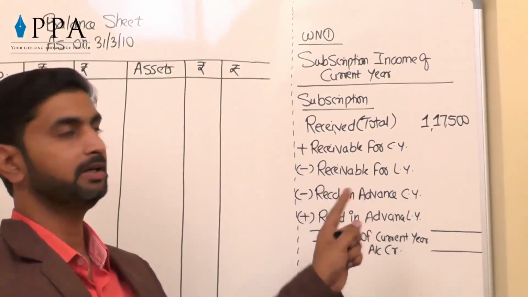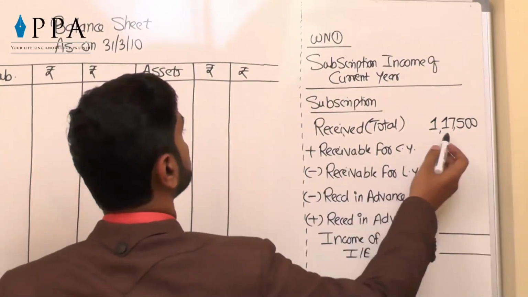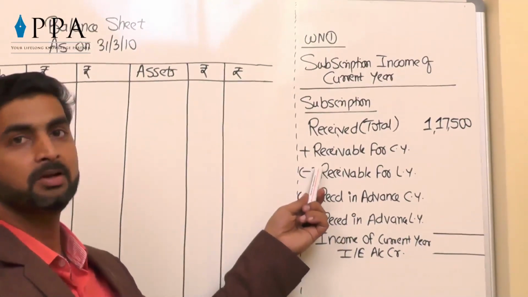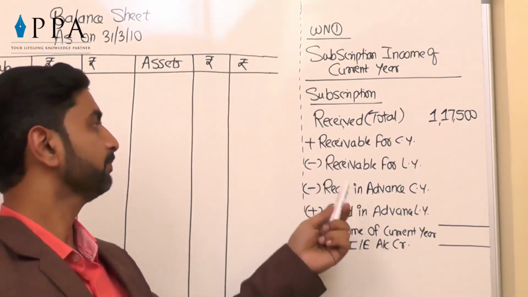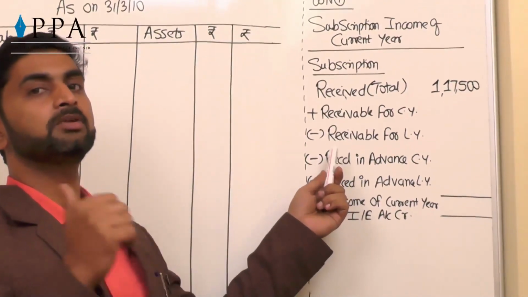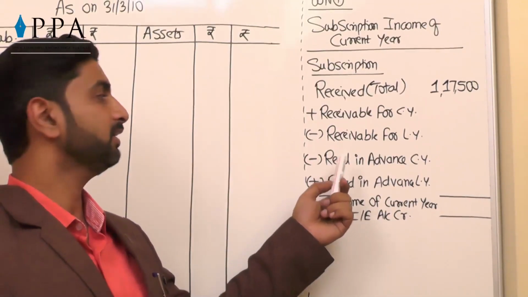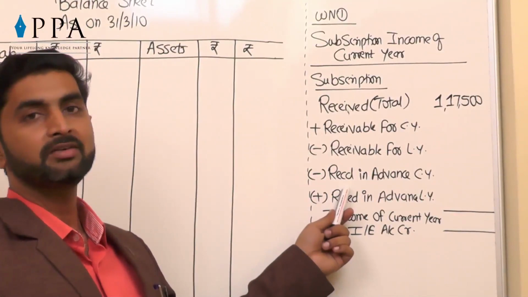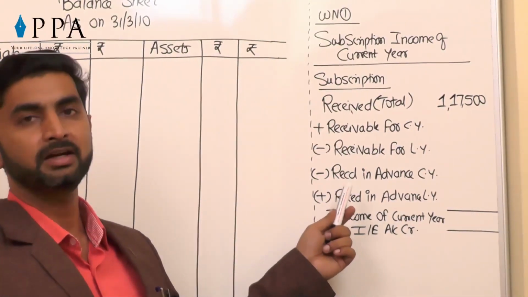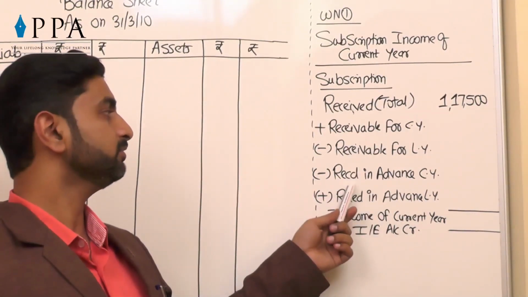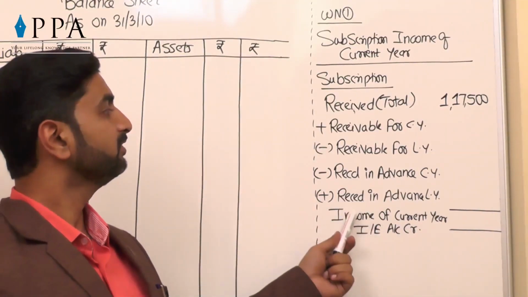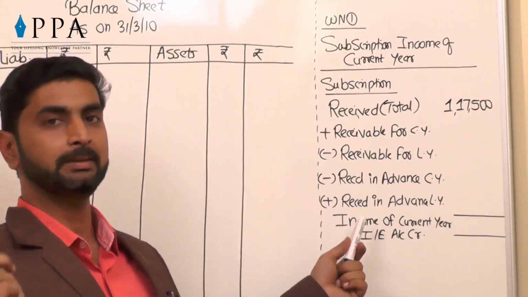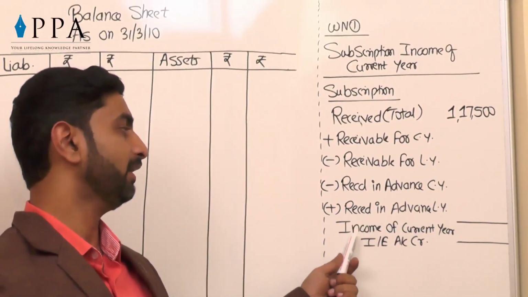Subscription income of current year, in which the total received 1,17,500 is already recorded. Still receivable for current year will be added, if any. Receivable for last year: it was receivable for last year, but received in current year, it is not our current year's income, so it will be reduced. Received in advance in current year: if anyone has paid in advance, again it is not for the current year, so reduced. And on the liability side, received in advance of last year: it was received in last year, but it was an advance at that time, it is applicable to the current year, so added.